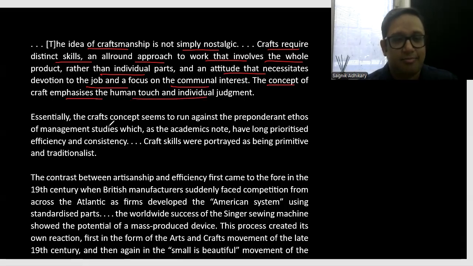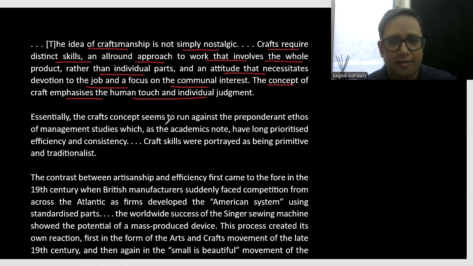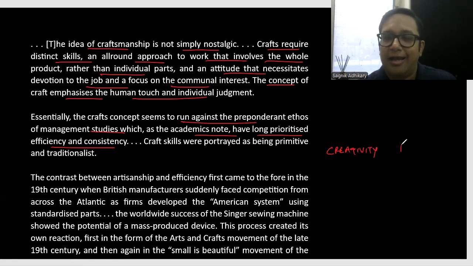We see in the second paragraph that this is then proposed to be opposed to the ethos of management, which focuses on efficiency. The craft concept seems to run against the preponderant ethos of management studies, which, as the academics note, have long prioritized efficiency and consistency. So we see that these two ideas are opposed to each other. If we make a mental note of this, or if we make actual notes of it to mind map the passage, then we see here that we are talking about creativity on one end of the spectrum and efficiency on the other end of the spectrum.